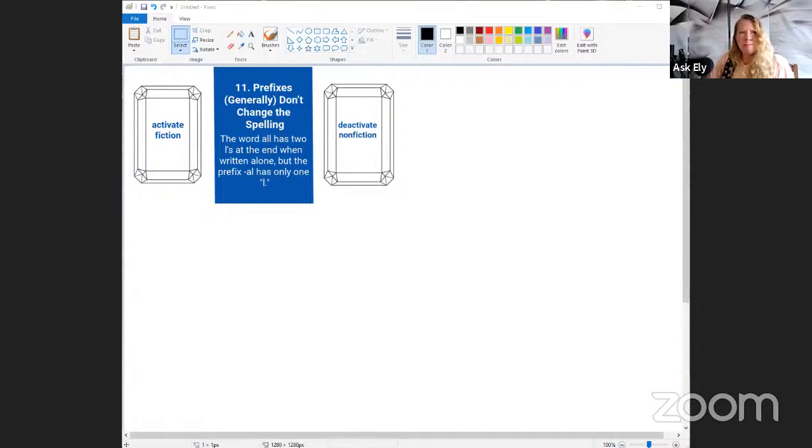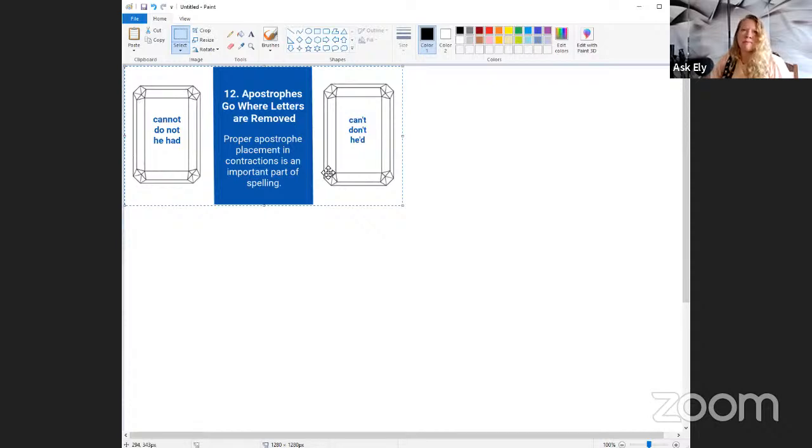So this rule is fairly simple, right? The rule for adding prefixes is a lot easier and simpler than adding suffixes. Yay! As far as spelling goes. Generally, adding a prefix to a word does not change the correct spelling. So adding DE to activate results in deactivate, right? And non is nonfiction. Okay. So that's for prefixes. No exceptions to the rule there.